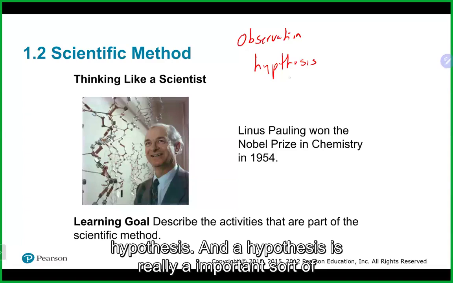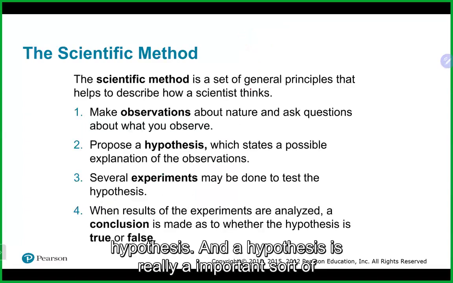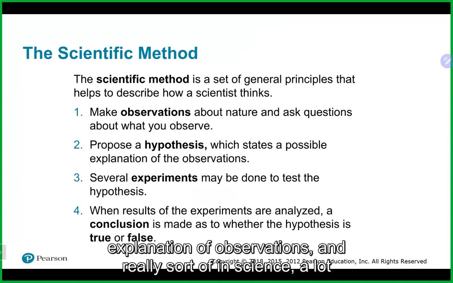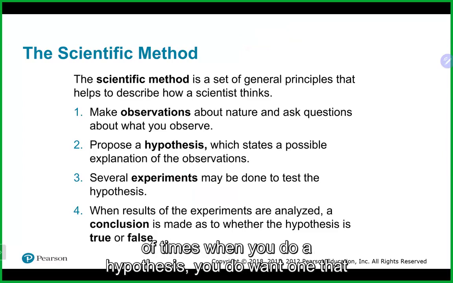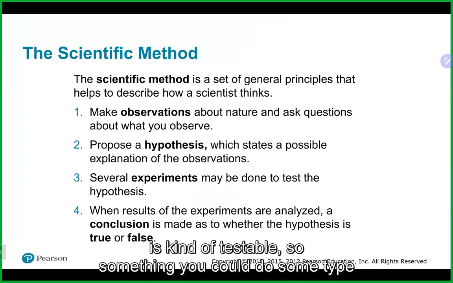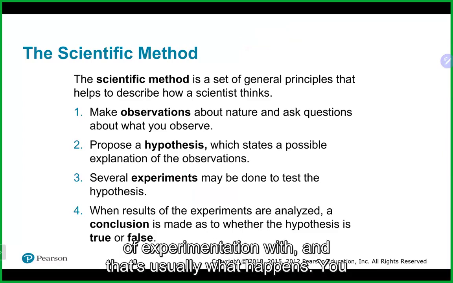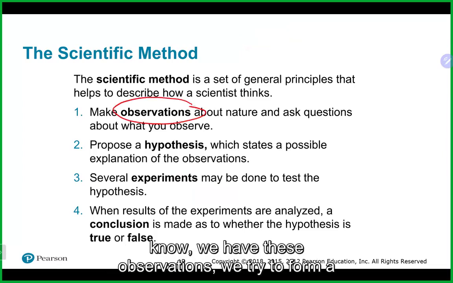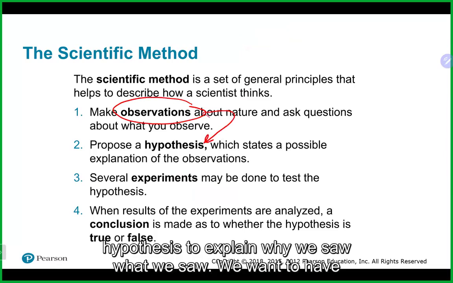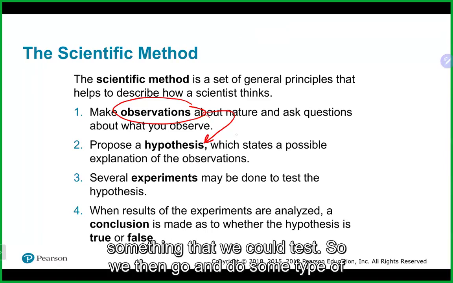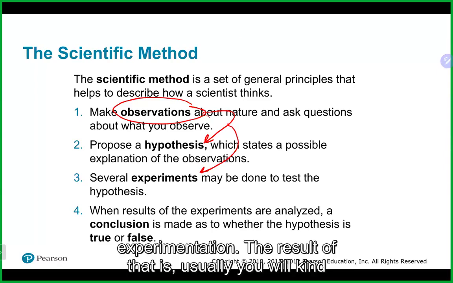And a hypothesis is really an important sort of explanation of observations. In science, a lot of times when you do a hypothesis, you do want one that is testable, so something you could do some type of experimentation with. That's usually what happens. We have these observations, we try to form a hypothesis to explain why we saw what we saw. We want to have something that we could test, so we then go and do some type of experimentation.